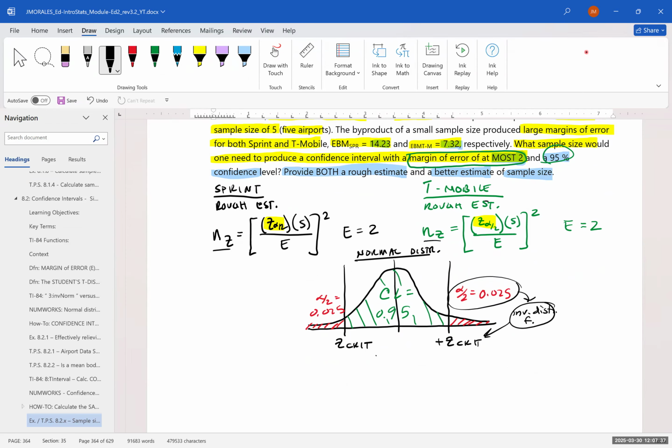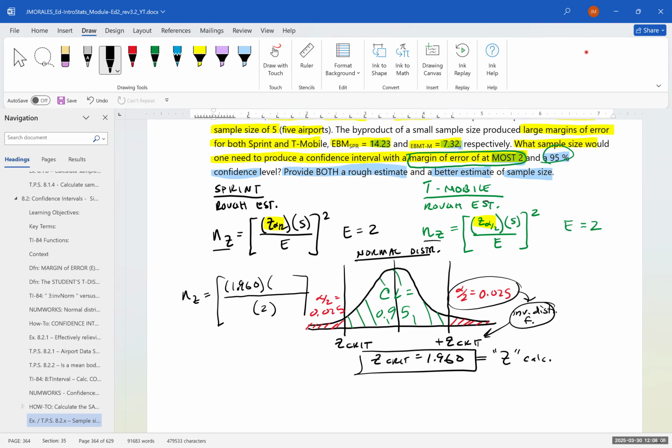So this is the z critical score, 1.960. All right, so what we're going to do is plug in 1.960, and we ended up putting that into capital letter Z on the calculator. Now our standard deviation, let me write all this down here before I move on.